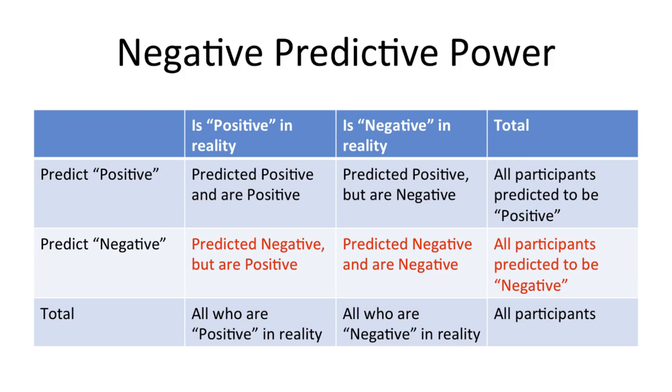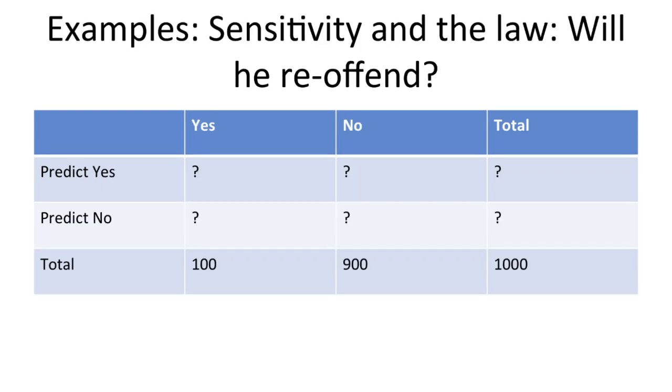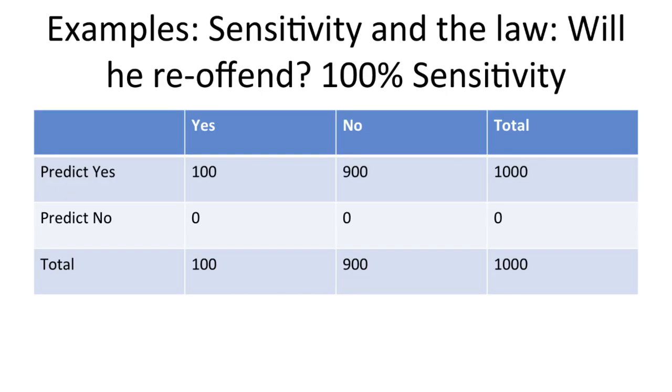And while we're doing examples, let's take it to the real world in law. We have a gentleman in this example. Will he reoffend? In reality, and this is made up data, so please don't go citing this anywhere, let's say that 10% of people reoffend. So you have 100 yeses, 900 no's. But you were deciding whether to grant parole. Now there's a few approaches you can take. Just say yes, he'll reoffend. You're going to be right 100 times, you're going to be wrong 900 times, but you'll get 100% sensitivity.